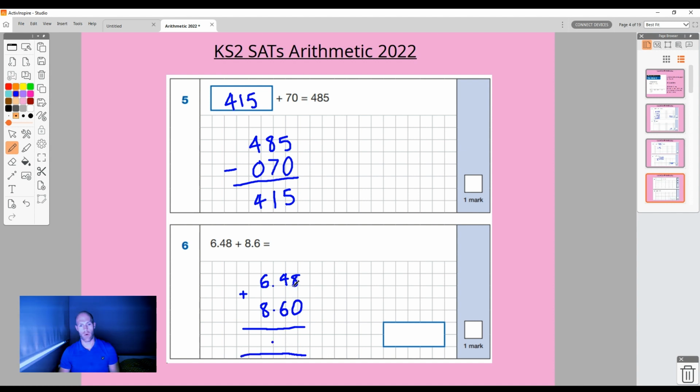Then it's just a normal column addition. 8 add nothing is 8. 4 add 6 is 10. Exchange it across into the ones column. 6 add 8 is 14. Add one more, 15.08.